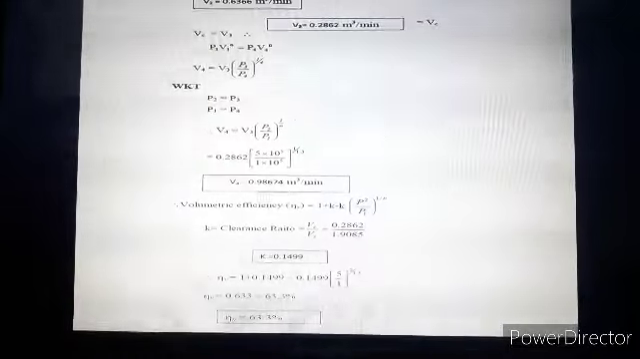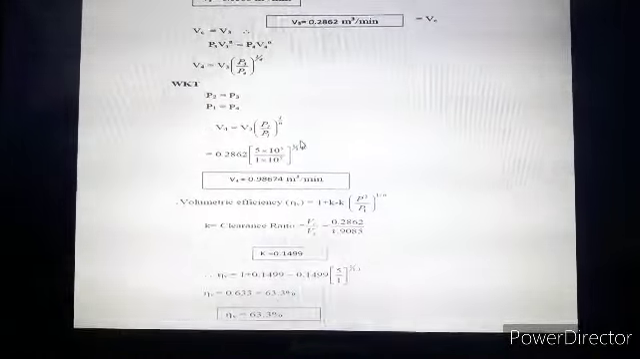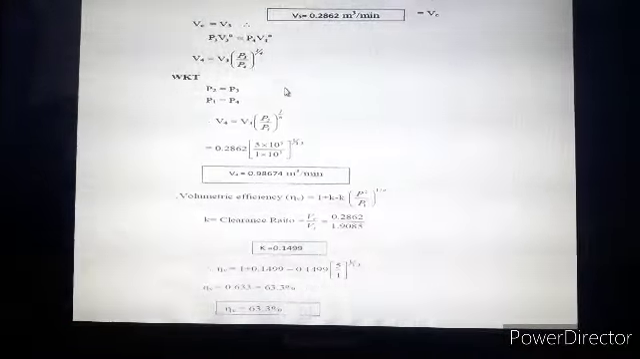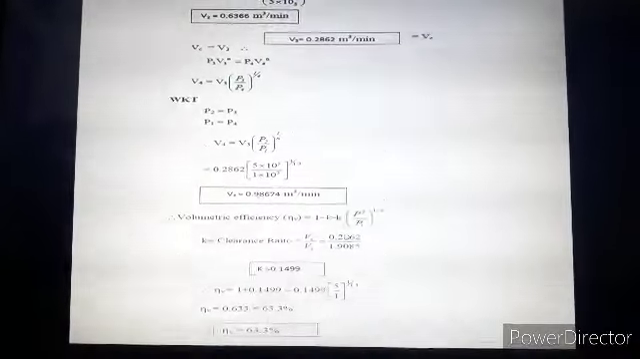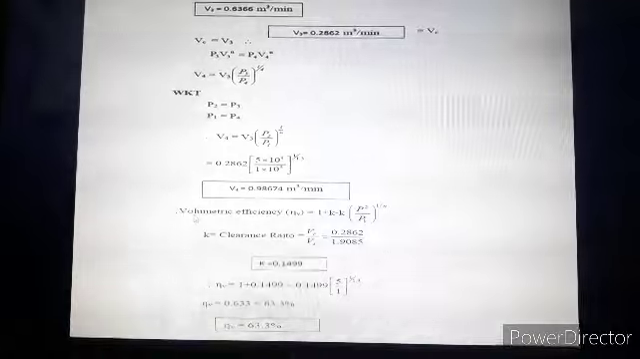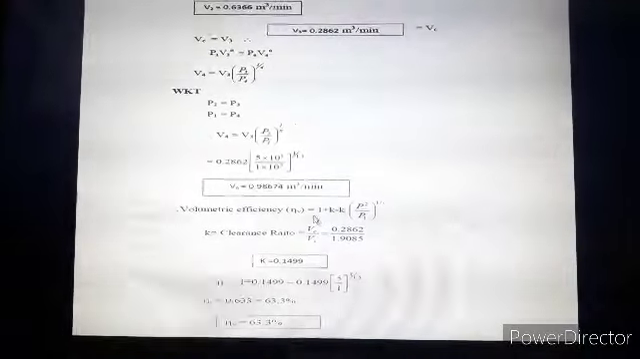So we have calculated volume at all the points. We have calculated volume V1, then volume V2, then volume V3, then volume V4. Now we have to find the volumetric efficiency. So we know the relation for volumetric efficiency in terms of clearance factor.